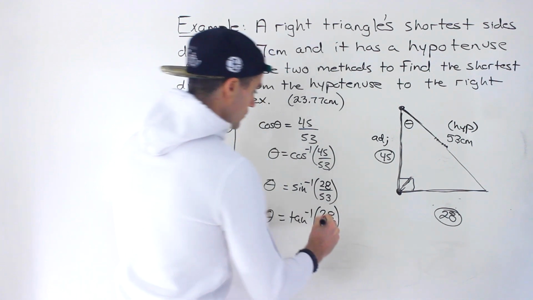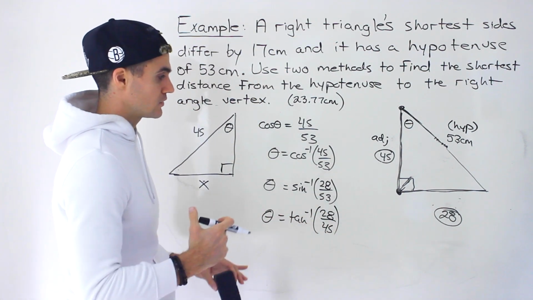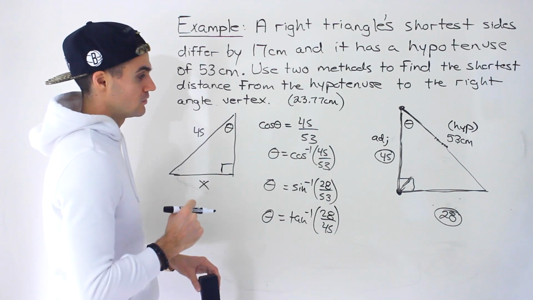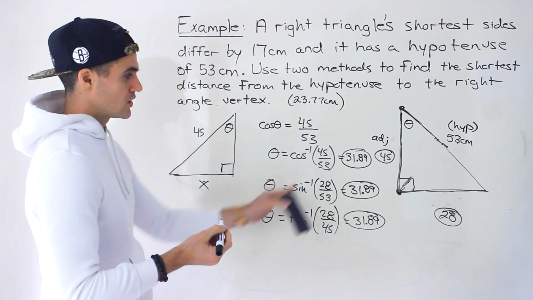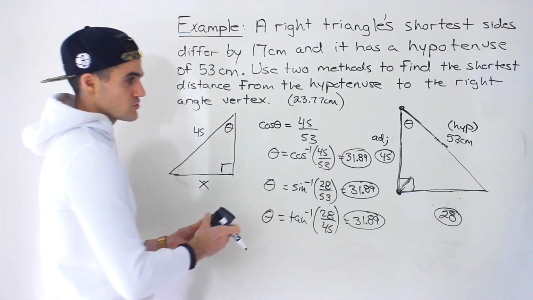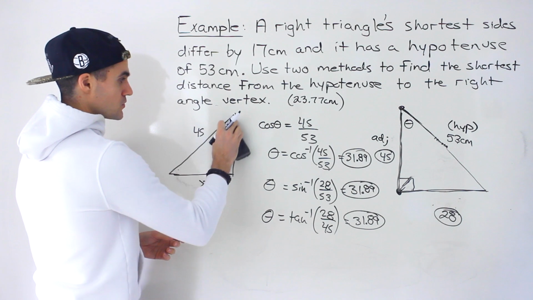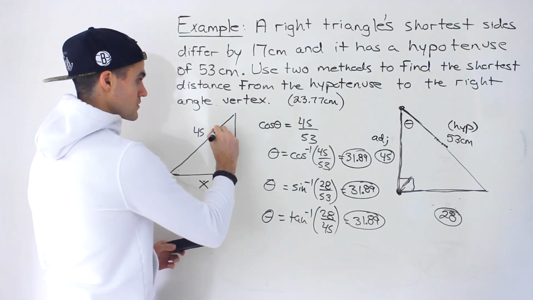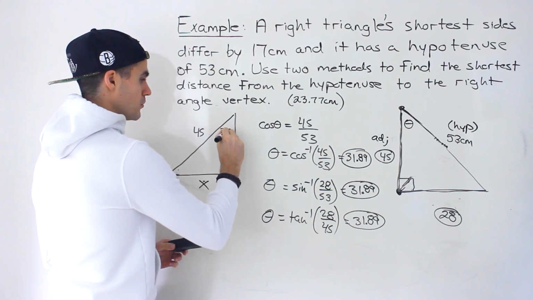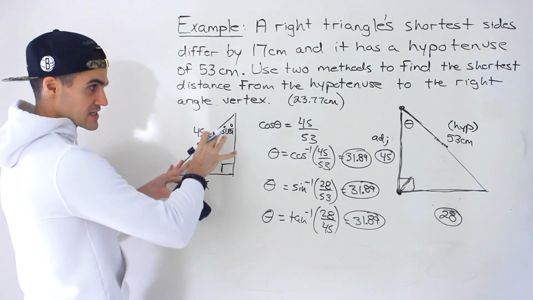You could use any of the three ratios here because you have all three sides. All of these calculations would give you the same angle. And when you do that calculation, you'd end up with 31.89 degrees, whichever of the ratios you use. So that this angle theta is 31.89 degrees, which means this here is also 31.89 degrees. So now we come to this triangle.